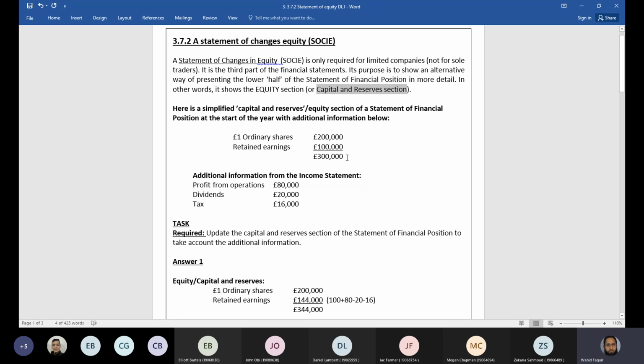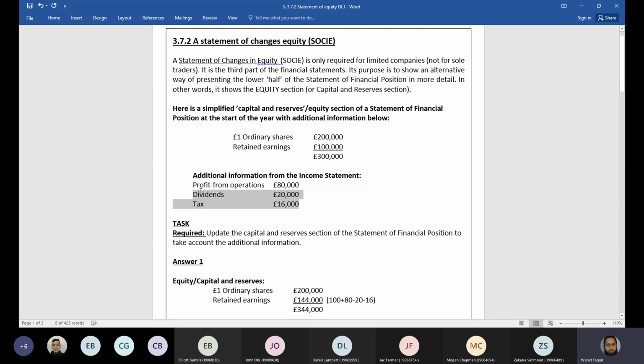Let's have a look at an example. Right, so this is a very simple example of a capital and reserve section. It has ordinary shares and it has retained earnings. What it doesn't have, compared to the previous one, is the share premium, nor the revaluation. Okay, so it depends on the question. Some questions will have all, some questions will have just 2 items. Okay, so the question posed here is that's our starting position.